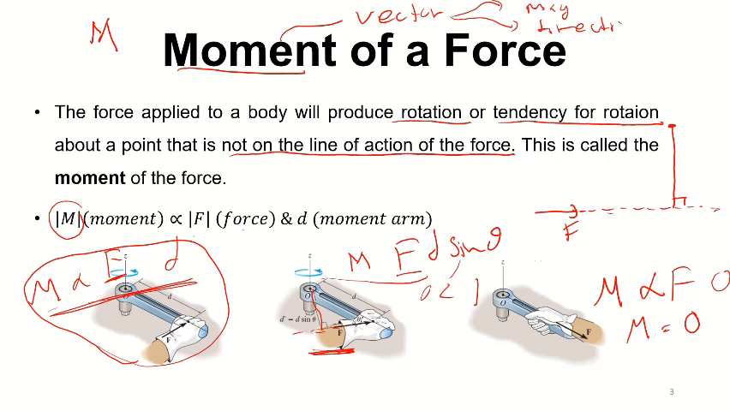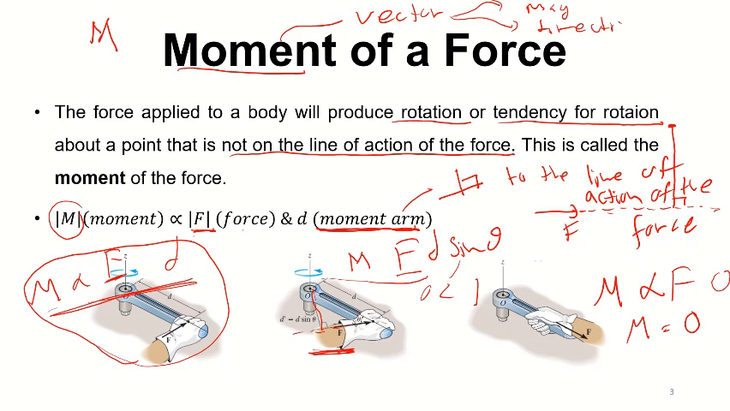So what you should know from this slide is that when you apply a force on a body, this force may rotate the object or it may produce a tendency for rotation. So this effect we call the moment or torque or the moment of the force. The moment of the force we designate as M, which is proportional to the magnitude of the force and the moment arm. Moment arm means perpendicular distance to the line of action of the force, right? So we'll discuss these things in the next slide.